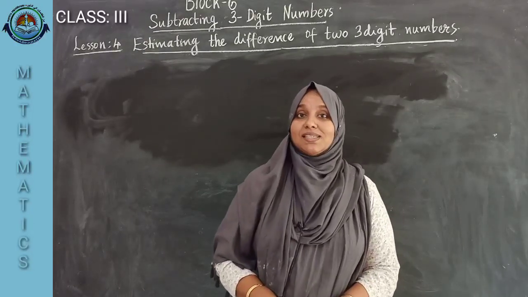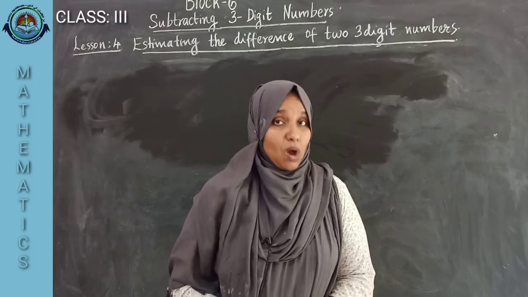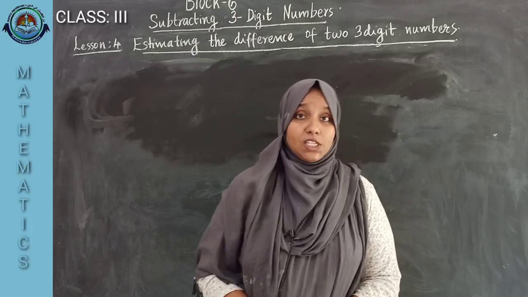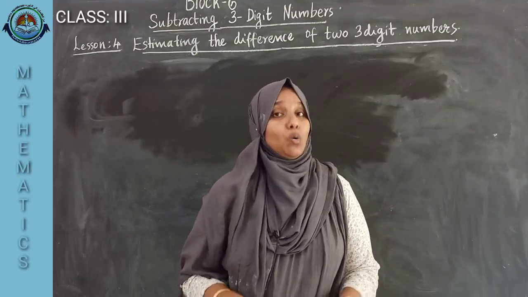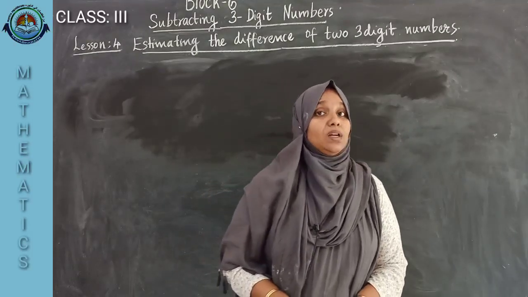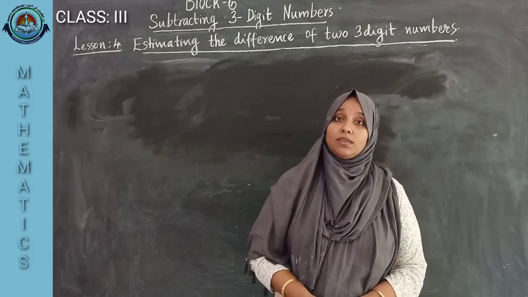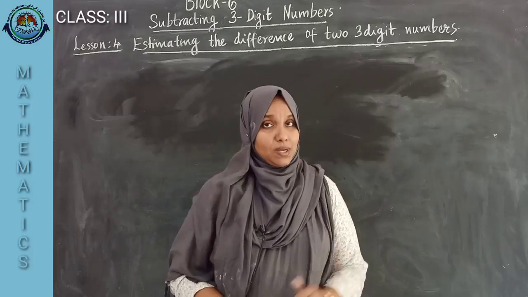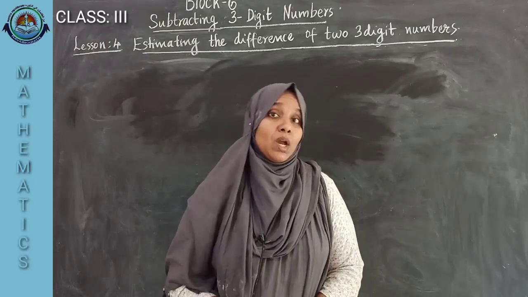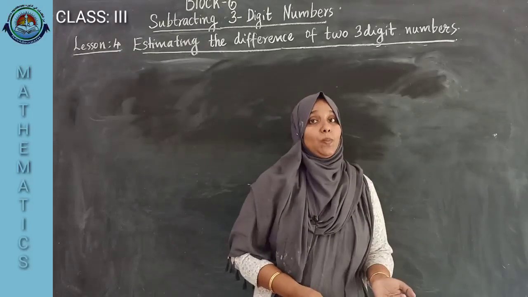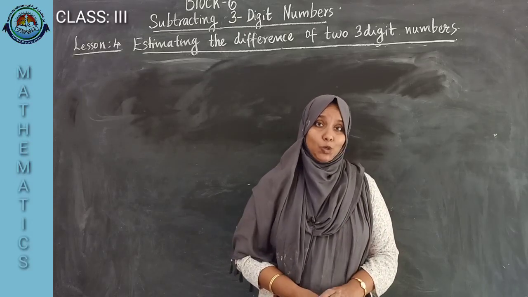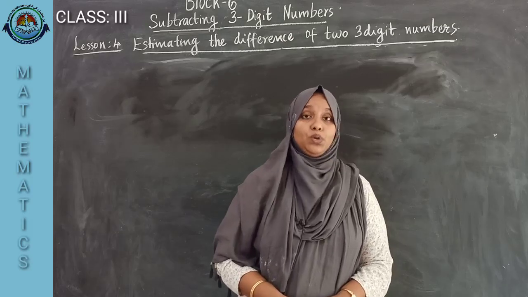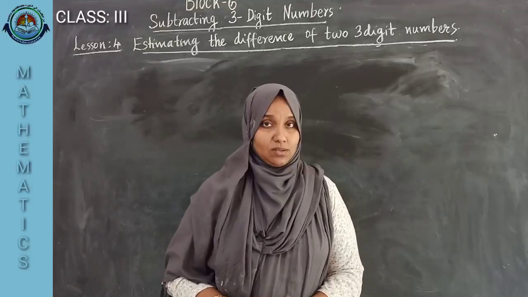Children, now we are discussing block 6. In our block 6, we learned how to subtract 3-digit numbers. We learned two methods, the expanded form method and the column method. In our previous class, we discussed the column method with regrouping and without regrouping. Right? I hope you have no doubts in that.